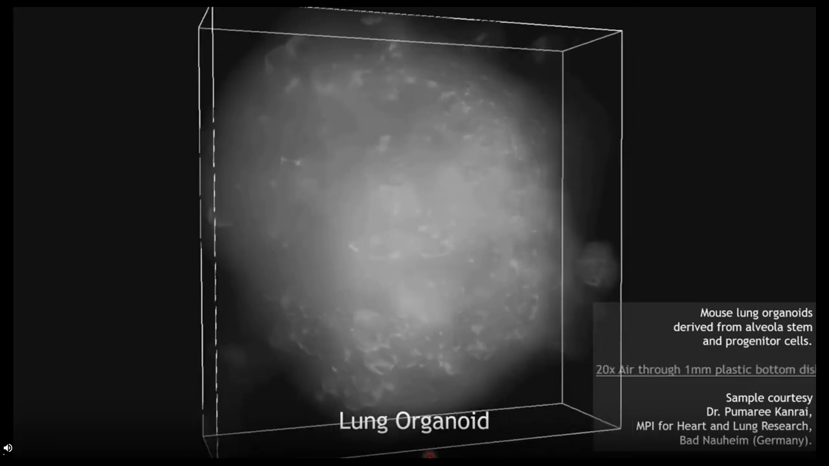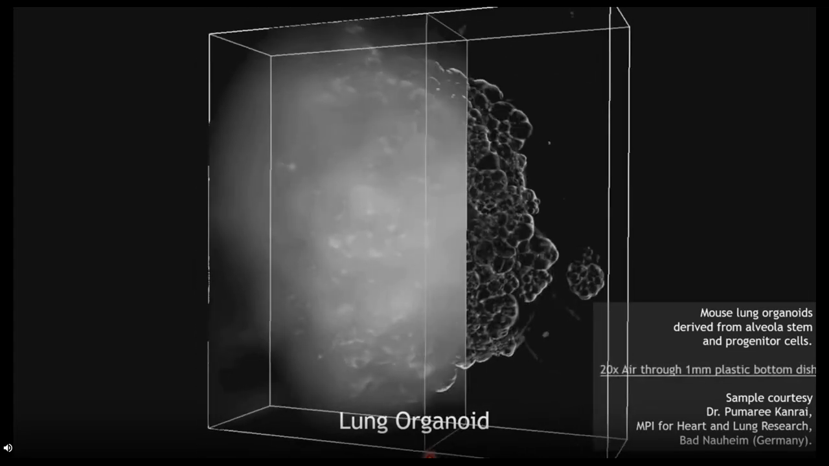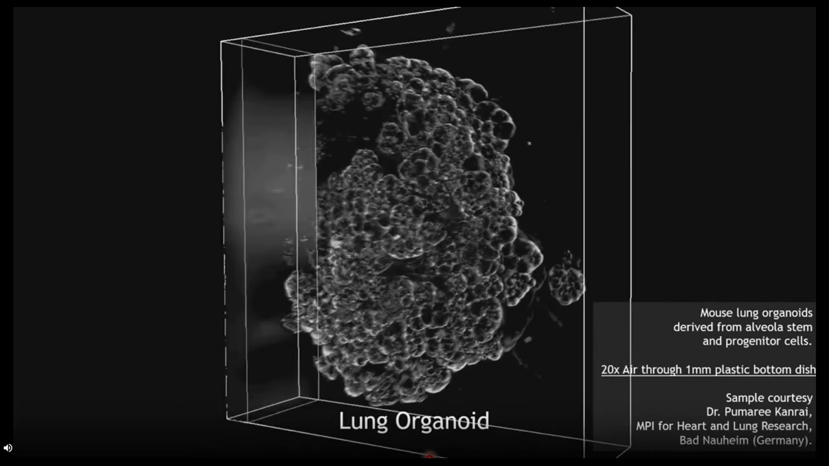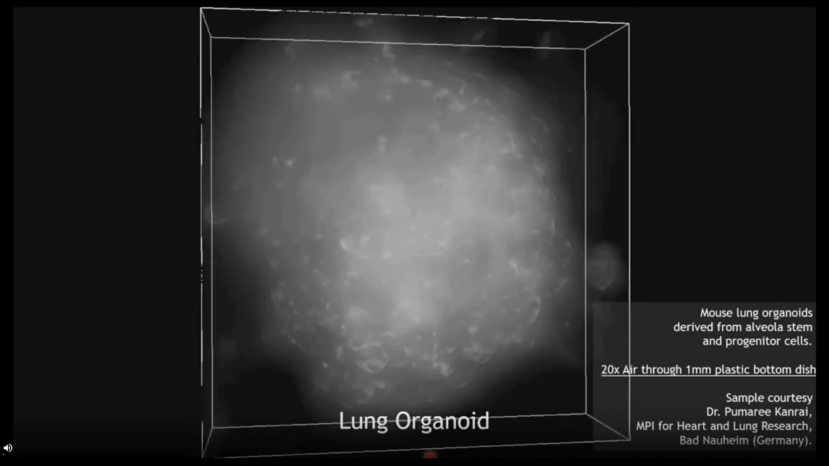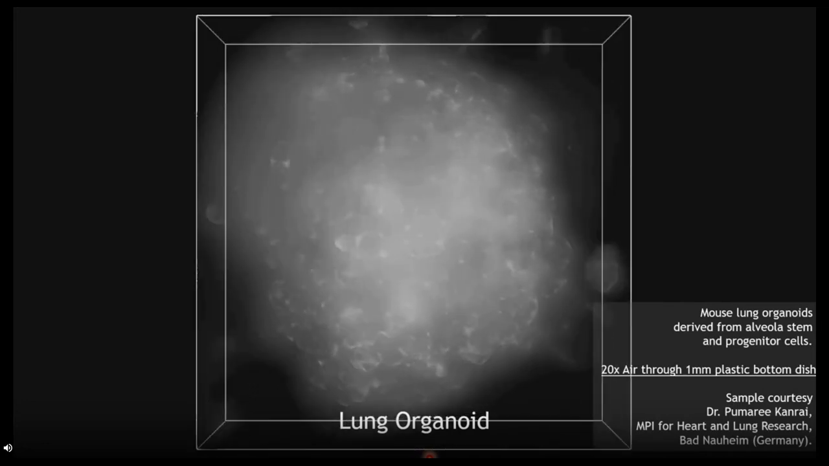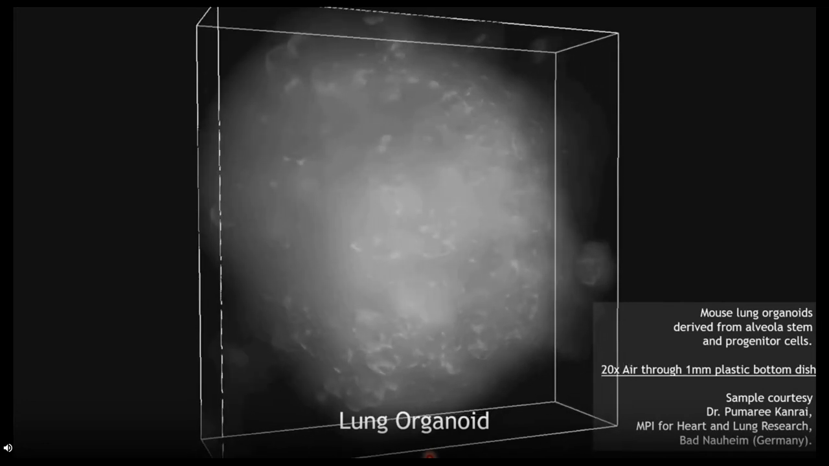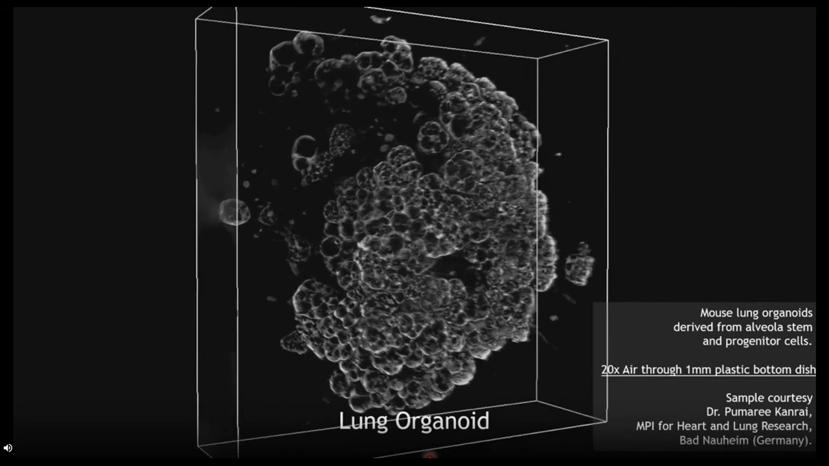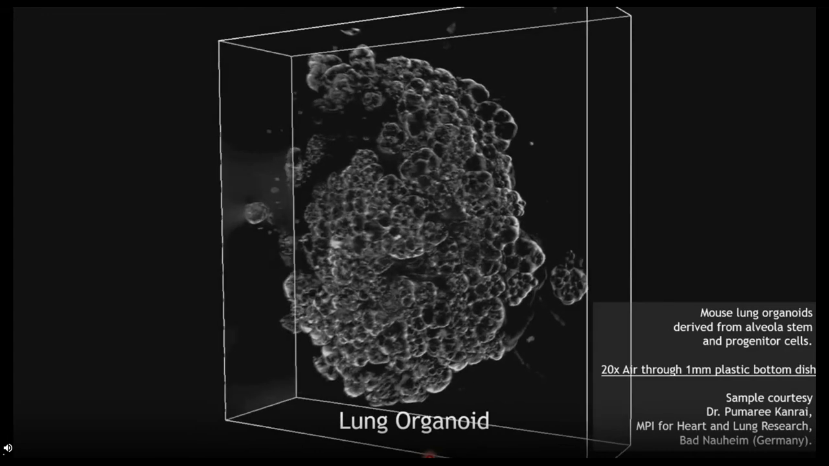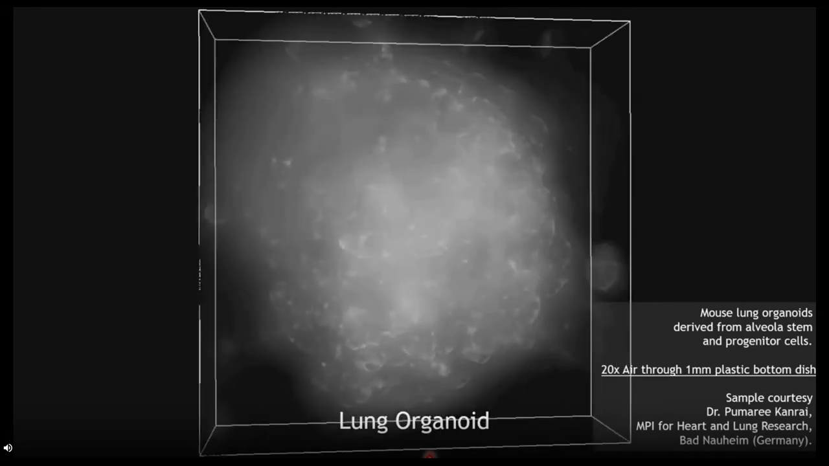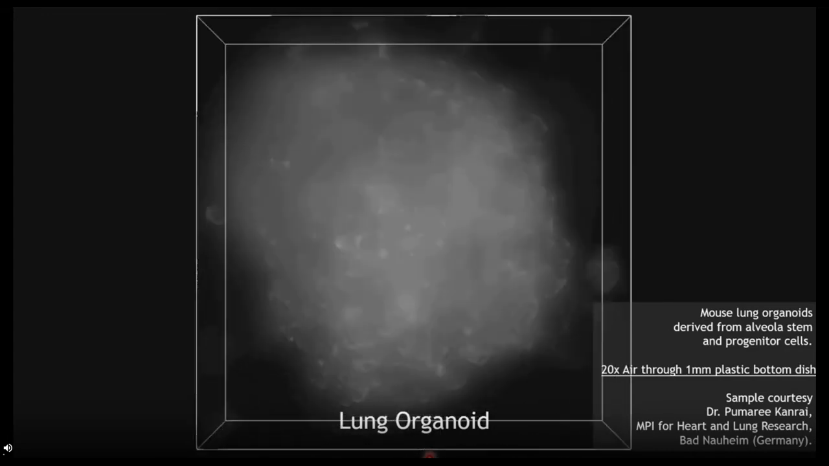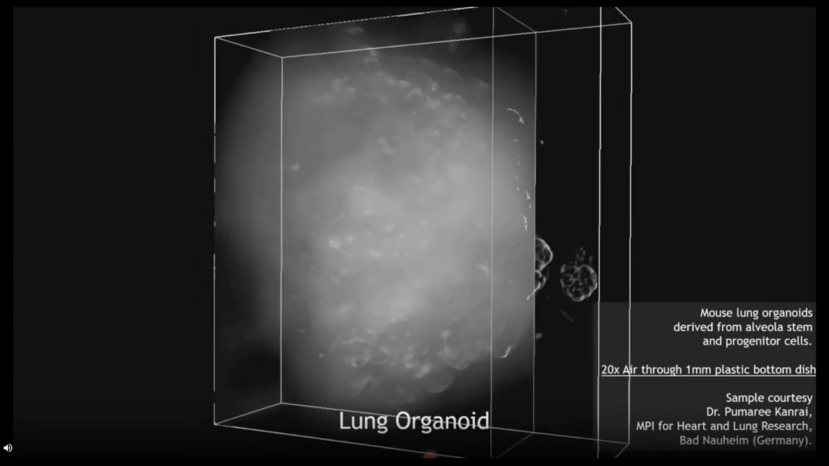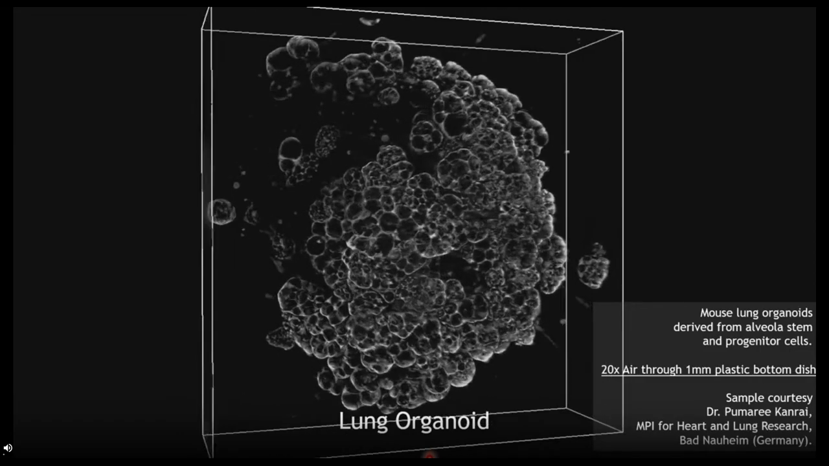So all of these systems are equipped with the Thunder technology. Throughout this presentation, we have shown you a few images of what Thunder can accomplish, and so we'll continue with that theme and show you a few more. Here's an image of a mouse lung organoid, imaged with a 20x air objective through a 1 mm plastic bottom dish, rendered in 3D. This is the image prior to Thunder, and this is the image after Thunder.